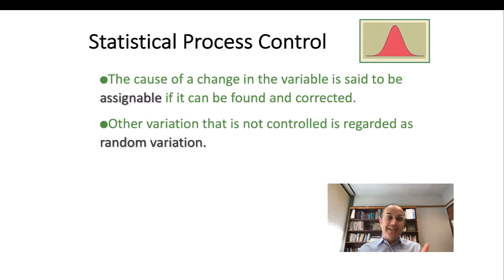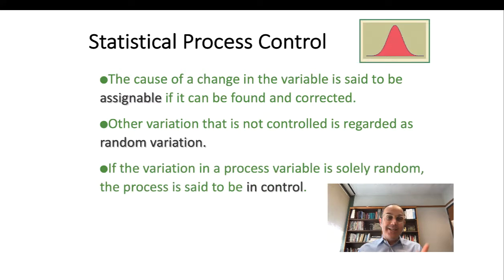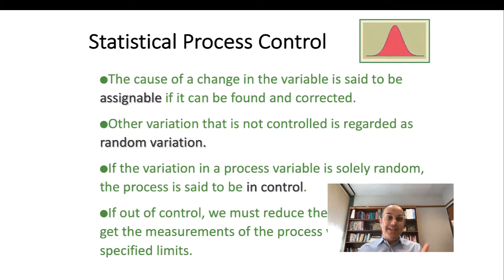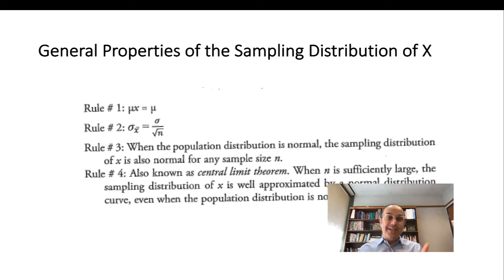And other variation is also controlled, regularly, as random variation. So the idea here is that if the process variable is solely random, the process is said to be in control. In out of control, we must reduce the variance and get the measurement of the process variable within specific limitation. So as a result, we have rules.